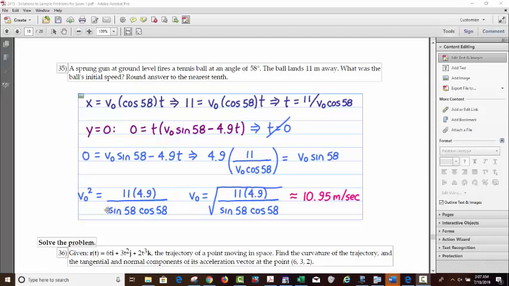All we have to do, in other words, make sure you're in degree mode, of course, is square root all this quantity on the right side of the equation. So just make sure you square root it, and that will give you your initial speed. So it's the square root of all this mess here, and I got roughly about 10.95 meters per second would have been the initial speed.